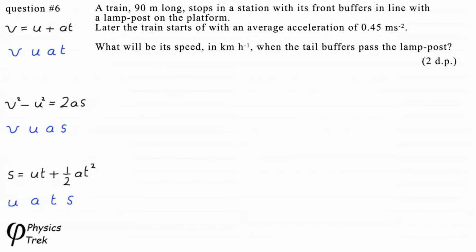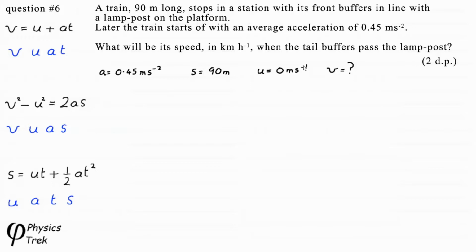So here are the equations of motion and their quantities in blue down the side for quick reference. And analysing the equation, writing out the information given in symbol form, we have a is equal to 0.45 meters per second squared, s, the distance, is equal to 90 meters, u, original velocity, is 0 meters per second, and we need to find velocity v.